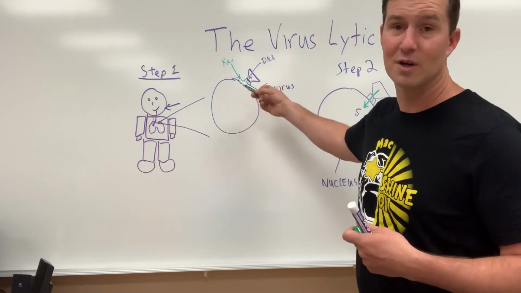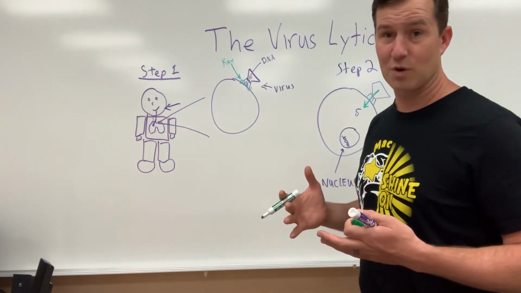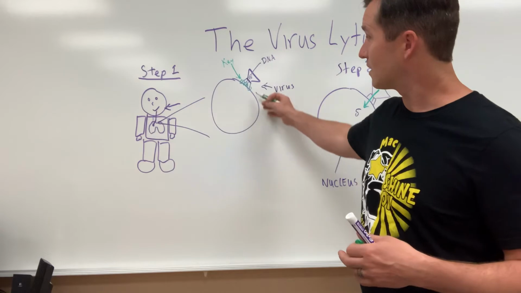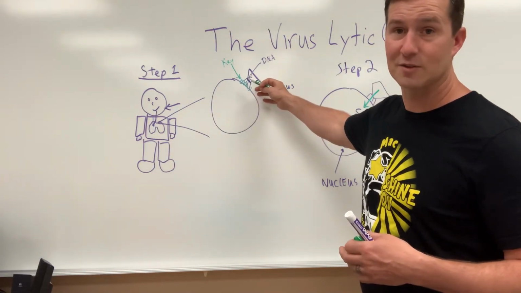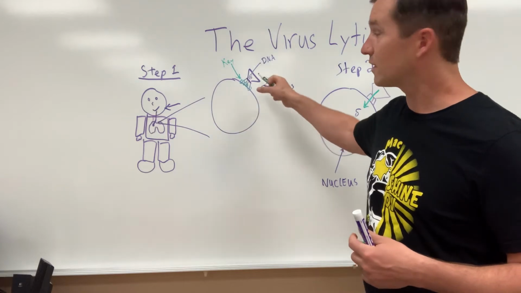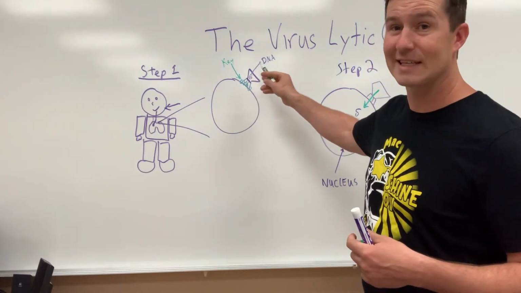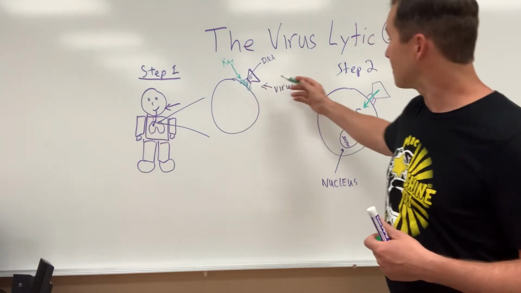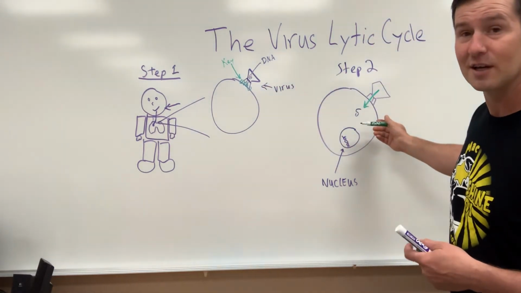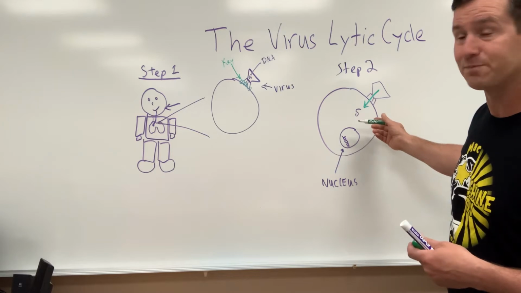And so that's how a vaccination works. It trains your body to recognize this key, and it will not let the virus into your cells. Okay, so there's step 1. The virus has the key to get to your cell. It attaches to your cell membrane. And then step 2, it's going to insert the DNA into your cell.